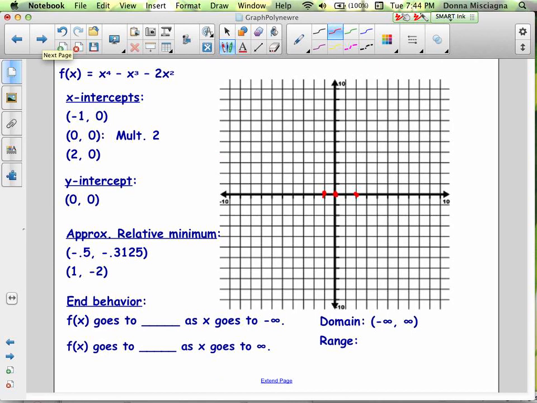Our approximate relative minimum, we have -1/2, and this was -5/16. So -1/2, of course, is halfway. -5/16 is more than a fourth, so do your best to make that a smidge more than a fourth. So a lot of space here. And then the other turning point was at 1, -2, approximate turning point. So notice these are both relative minimum values. We have no maximum. Oh, yeah, I do have a maximum value, but it's an x-intercept.